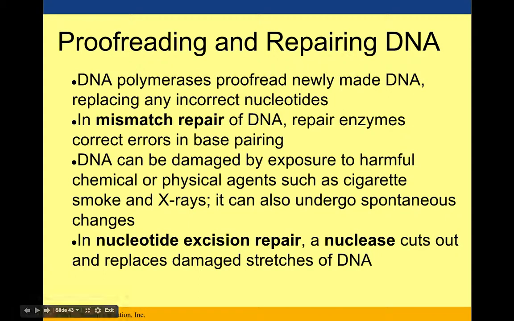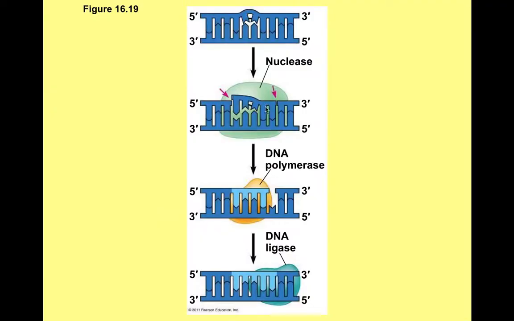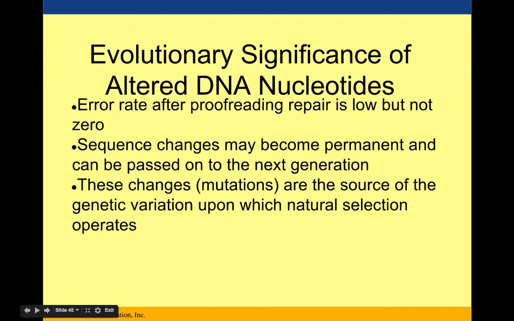And of course, there are mistakes made when the polymerase adds base pairs, so they have to proofread the DNA. In mismatch repair, repair enzymes correct errors. In nucleotide excision repair, a nuclease cuts out and replaces damaged stretches. So this is the nucleotide excision repair. Nuclease is taking out a whole section of DNA, and DNA polymerase is putting new in, and DNA ligase glues it all together.